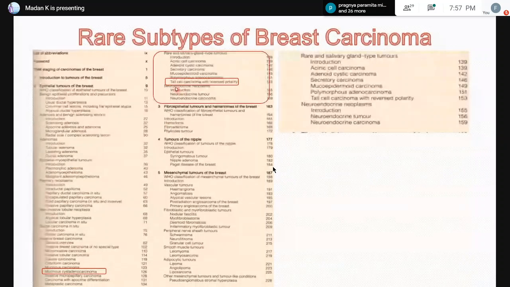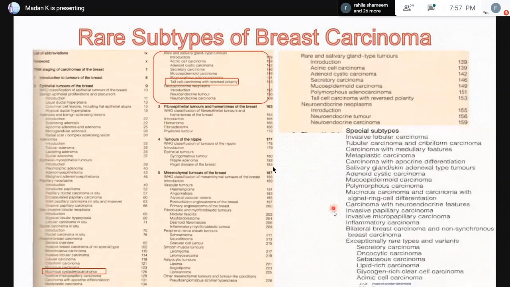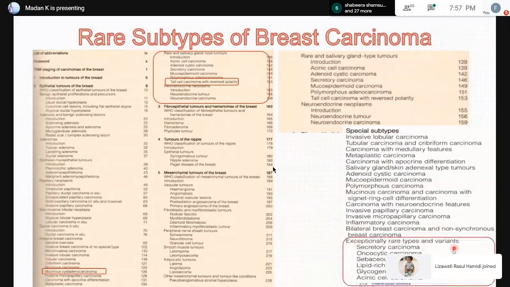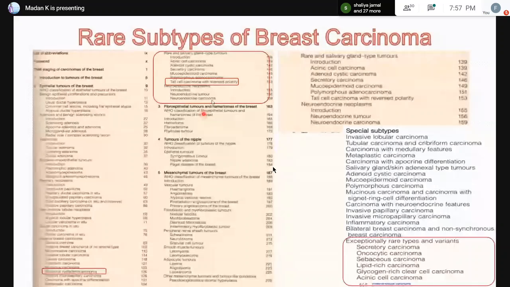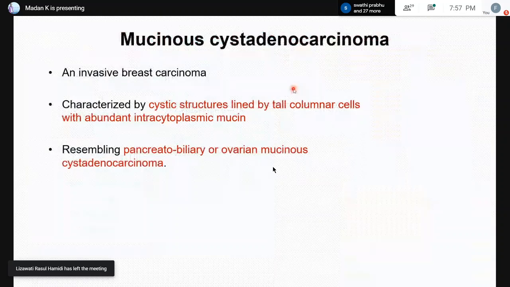salivary gland type tumors. And there is a new subclassification mentioned in the new WHO, that is exceptionally rare types and variants. So I'll be talking about the newly added entities such as mucinous cystadenocarcinoma, tall cell carcinoma with reverse polarity, a few of the salivary gland type tumors, and exceptionally rare types and variants of breast carcinomas.